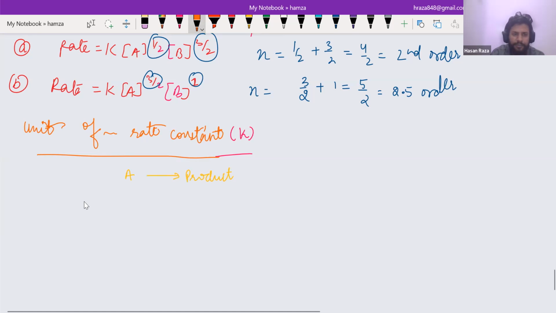And there is a rate law expression for this reaction. Rate is equal to K into A raised to the power N. And this power basically shows you the order of reaction. N is basically the order of reaction.